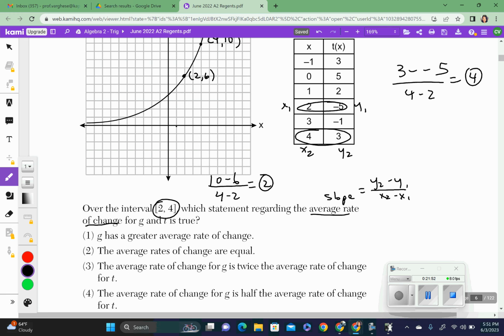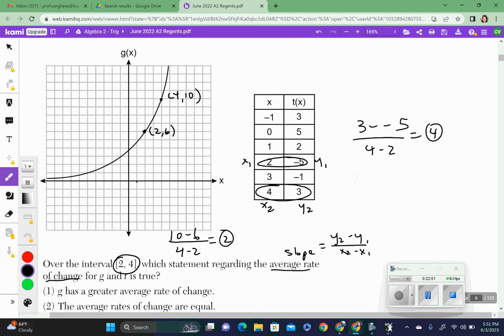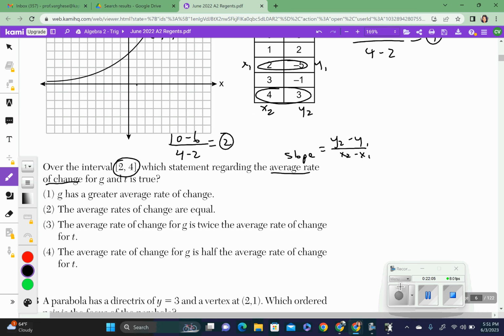So what is the answer to this question? It's asking, G has a greater average rate of change. Just want to make sure, nope, G has a smaller average rate of change. So the first one's not true. The average rates of change are equal. That's not true as well. One of them is 2, the other one is 4. The average rate of change for G is twice the average rate of change for T.